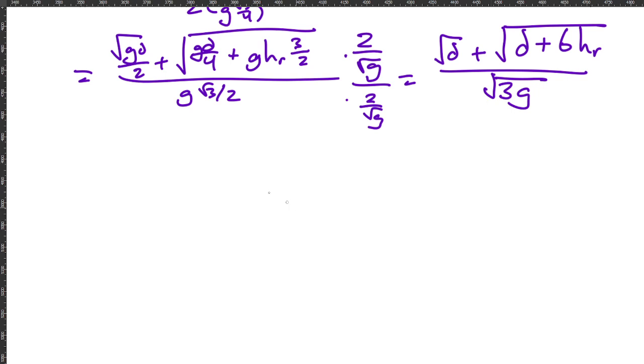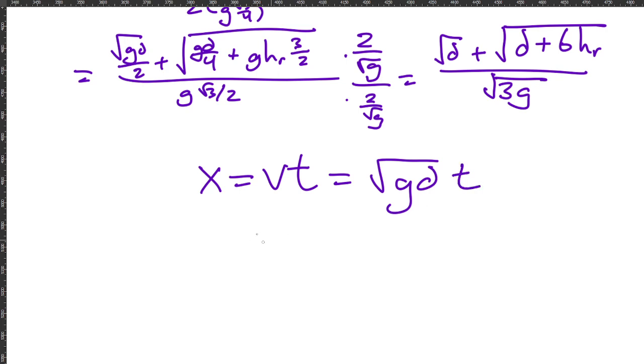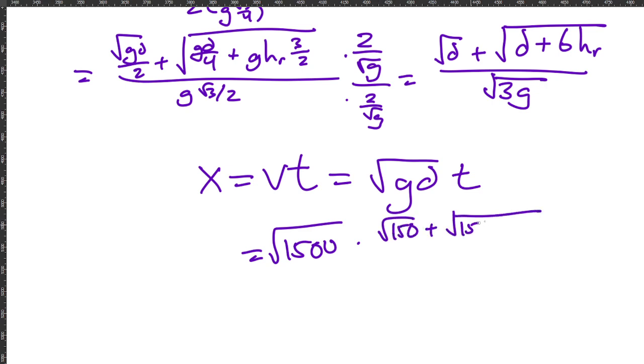Alright. Next, we know that our x is equal to vt, which is equal to the square root of gd times t. This is equal to, let's start plugging in stuff. This is equal to square root of 10 times 150, that's 1,500, times the square root of 150 plus the square root of 150 plus, what is that, 30, divided by the square root of 30.